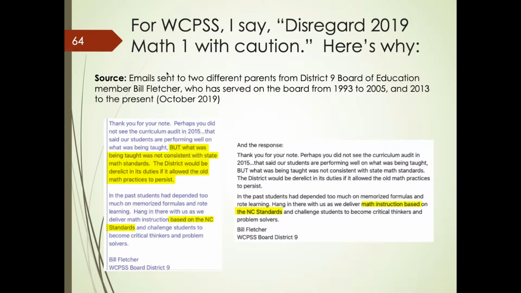These are 2 different emails, actually 2 of the same emails, sent to 2 different parents from District 9 Board of Education Rep Bill Fletcher. He served on the board pretty much since 1993, with the exception of 2005 to 2013. We thank him for his service, but here's what he says in his emails. Again, talking about the old curriculum, pre-MVP.